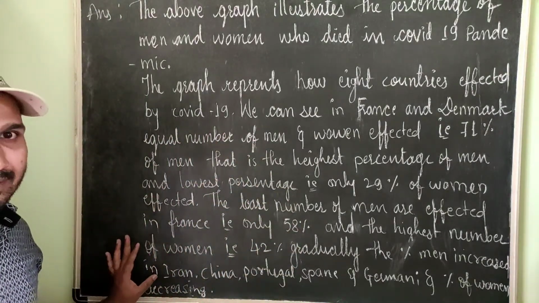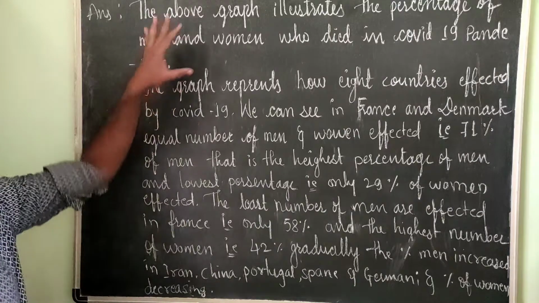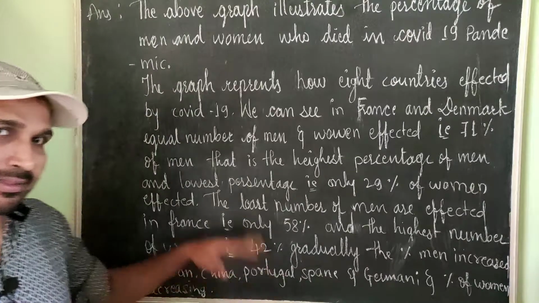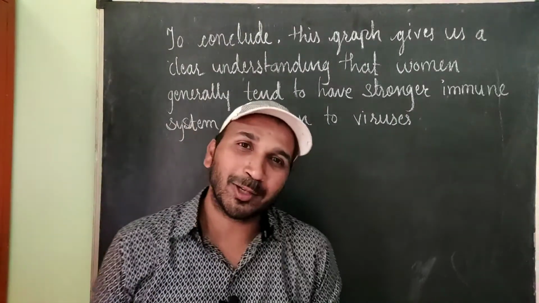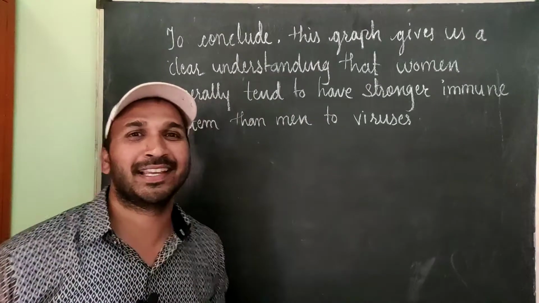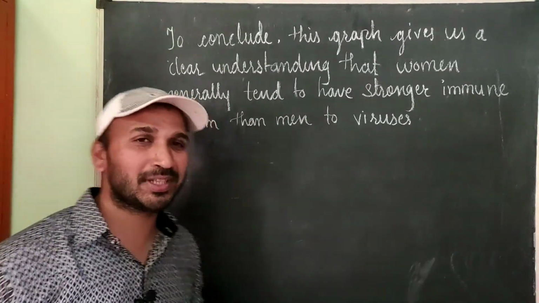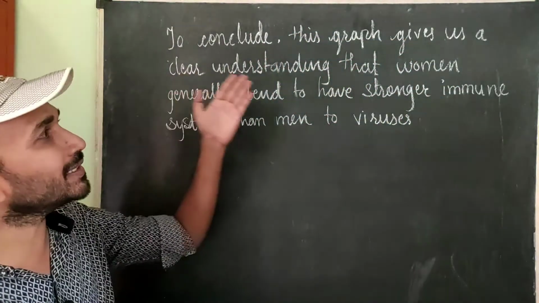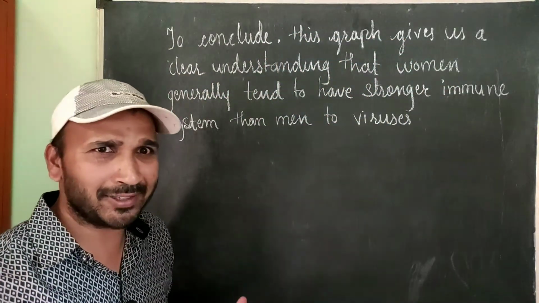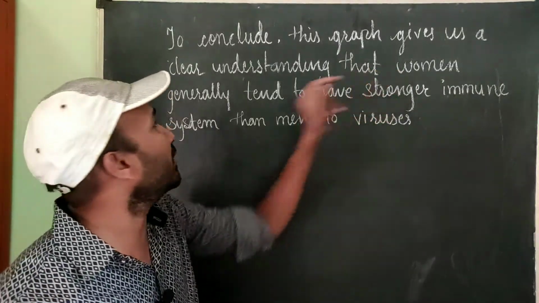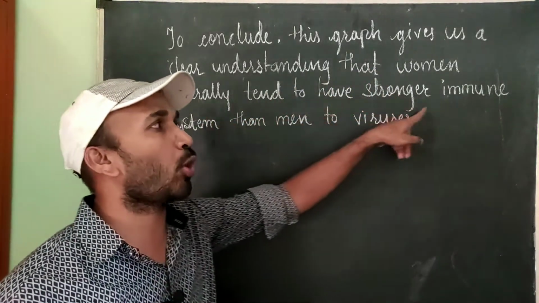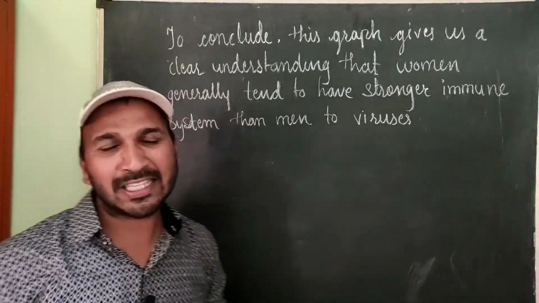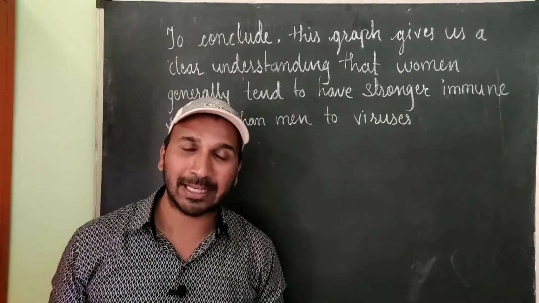This is the body of the analytical paragraph, and this is the introductory part. Lastly we have to write the concluding part. In conclusion, how to write the conclusion? To conclude, this graph gives us a clear understanding. What is the clear understanding we get from this graph? That women generally tend to have a stronger immune system than men against viruses. In this way we have to conclude our analytical paragraph writing.